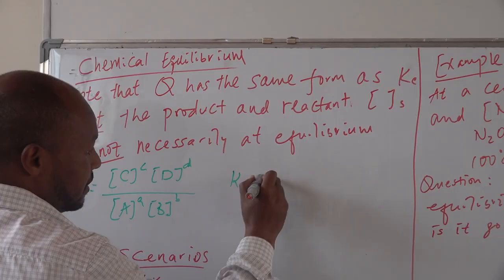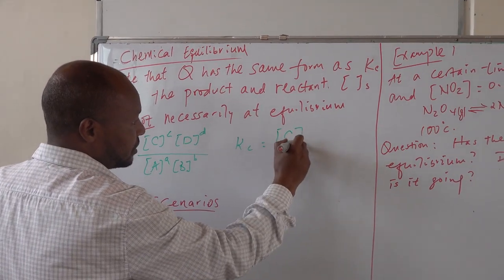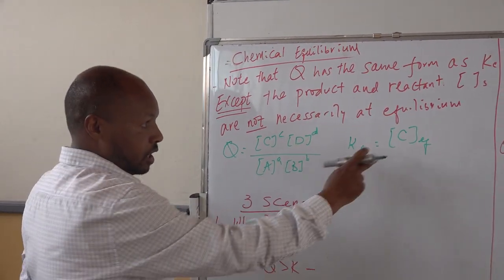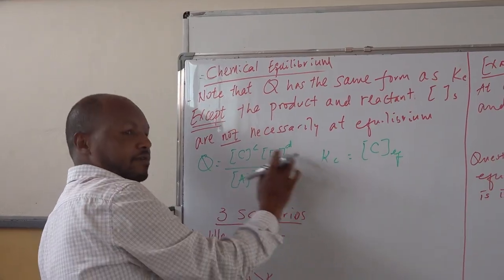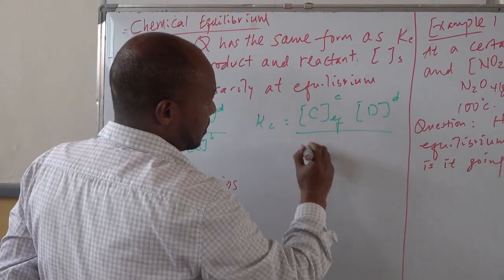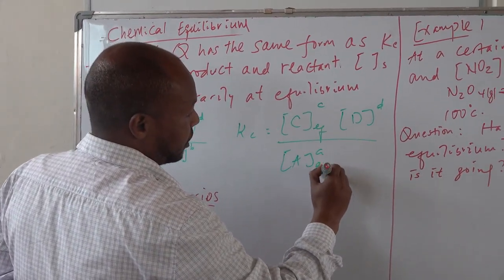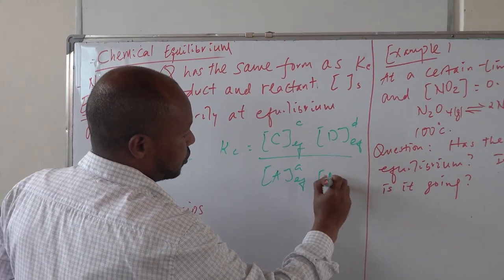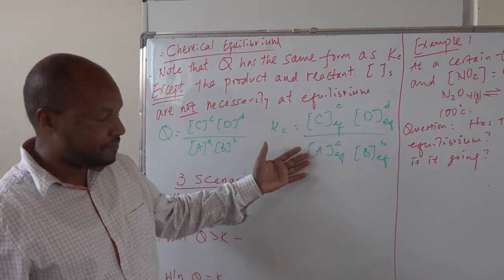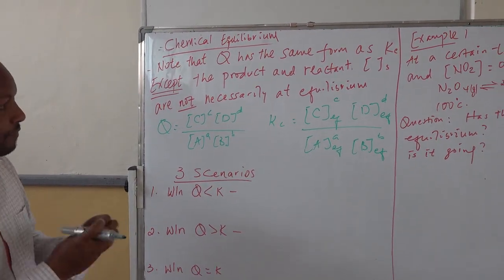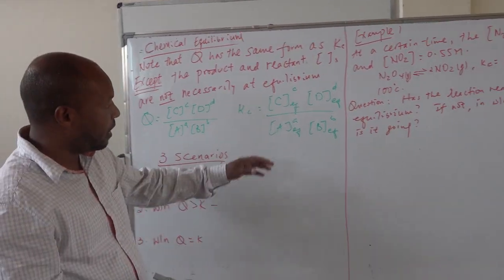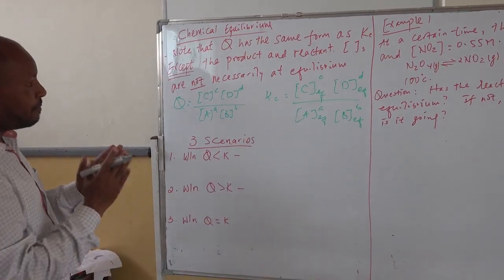And for Kc, it is the same, but remember the concentrations are at equilibrium. So I'm going to put "equilibrium" simply to differentiate Kc from Q: the concentration of C to the power of c times the concentration of D to the power of d over the concentration of A to the power of a at equilibrium times the concentration of B to the power of b at equilibrium. Both have the same form, but the difference lies in these concentrations not necessarily being at equilibrium, while these concentrations are at equilibrium. So this is the main difference.